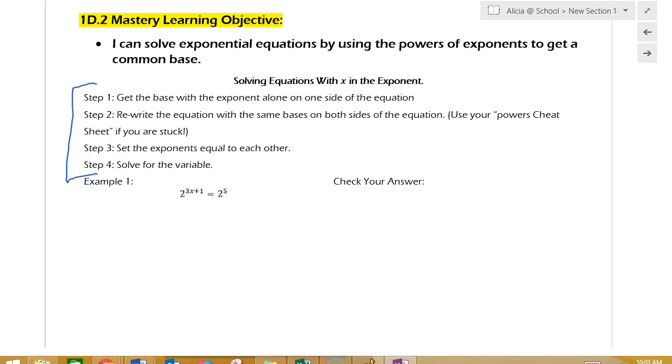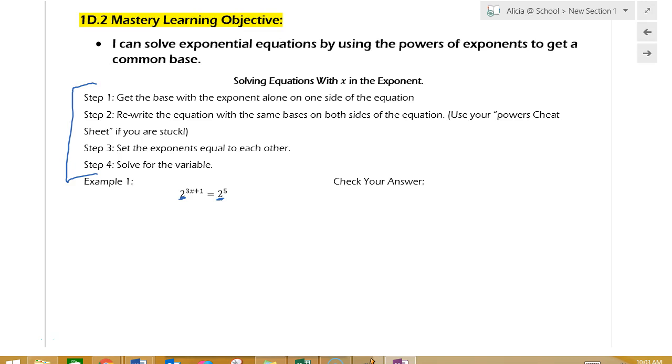Our first thing is to try to get the base with the exponent alone on one side. So looking at our first example, I have 2 raised to the 3x plus 1 power equaling 2 to the 5th power. I notice that I only have that one base on the left side and that one base on the right side, so I already have my exponent by itself on that left side.